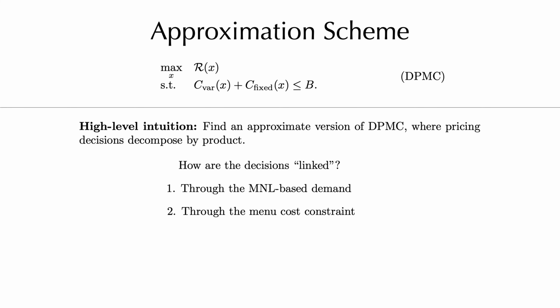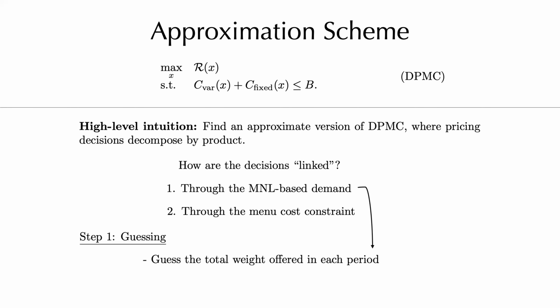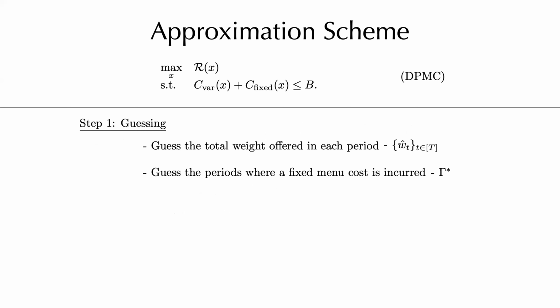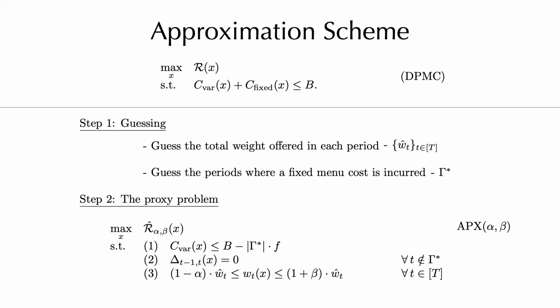So these two linking factors, we use this algorithmic idea of guessing to get rid of them. We guess the total weight offered in each period, and we guess the periods in which the fixed cost is incurred. Let's say the total weights are W hat, and the fixed cost periods are gamma star, and we can inject them into an approximate problem. This approximate problem essentially replaces the denominator in the M&L model with these guesses.